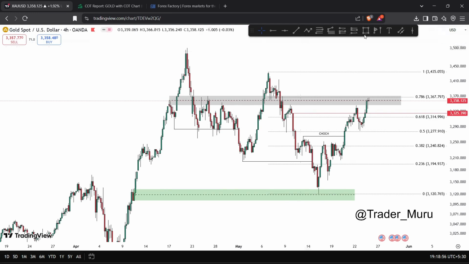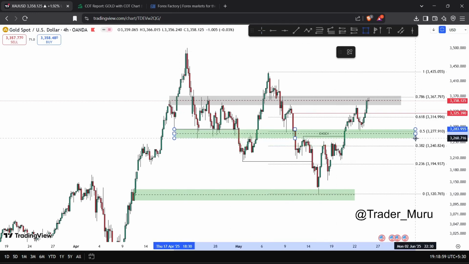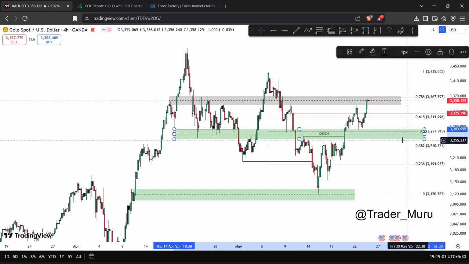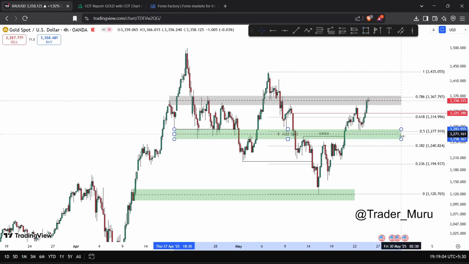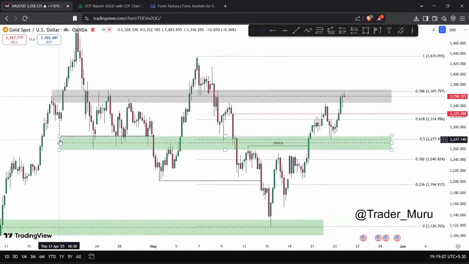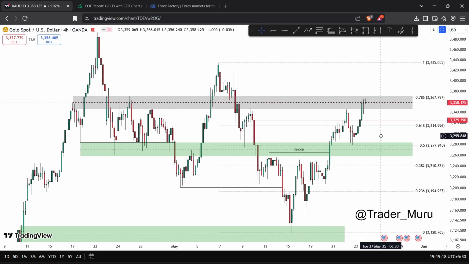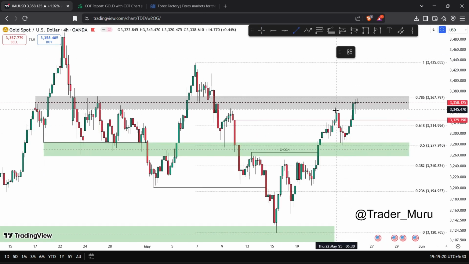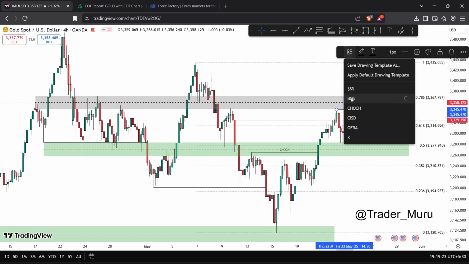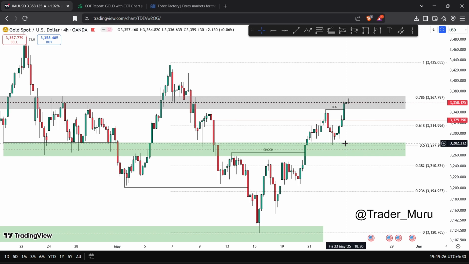And we have a support area, which is this one. You can see price has bounced multiple times from here: first, second, third, fourth, fifth, sixth. This is resistance here, and again a bounce from this zone. The last breakout structure in the 4-hour is this one, and until price breaks back below this green zone, price is bullish.